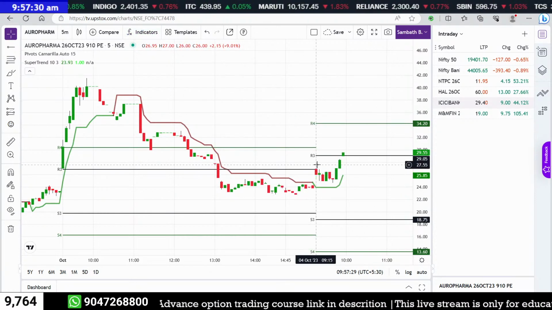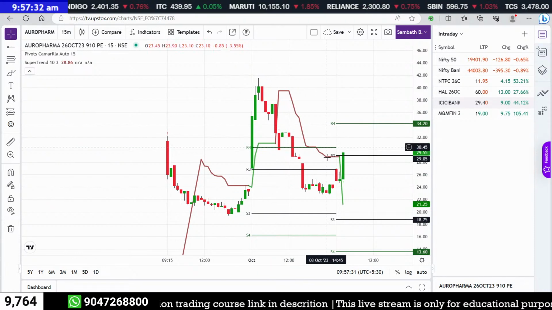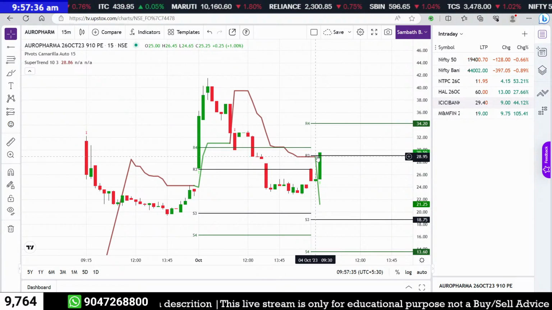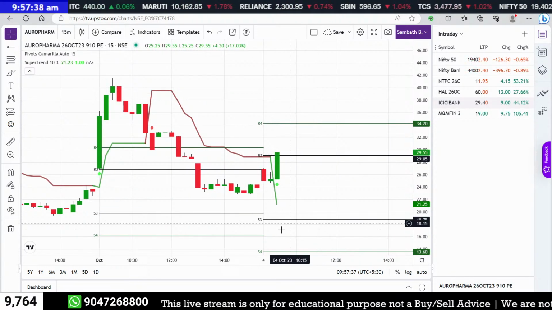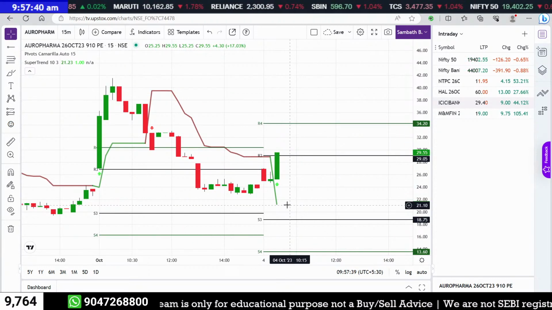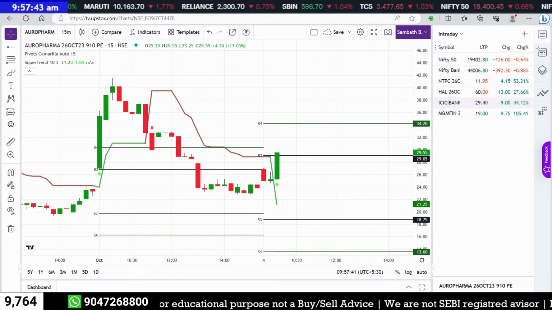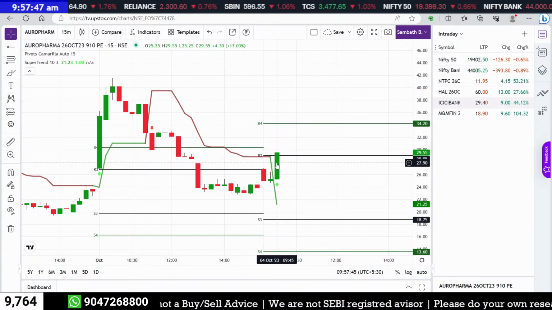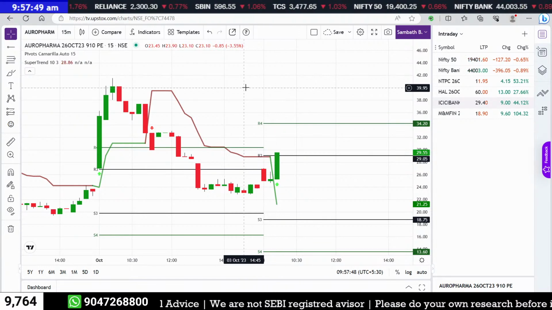I think it was in buying on the market. So maybe use the Super Trend. So maybe Ara Pharma, which is going to give you a buy in Super Trend. Maybe the stop loss below 20. Okay, around 10 o'clock that is going to confirm. So wait for this.